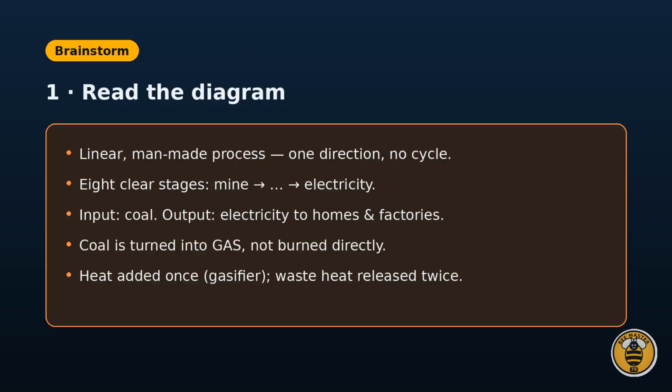Before writing, plan. First, read the diagram. It is a linear, man-made process with 8 stages, flowing in one direction. The input is coal and the final output is electricity. Notice the coal is converted into gas, and that waste heat leaves the system at 2 separate points.